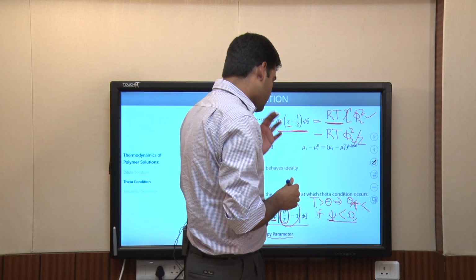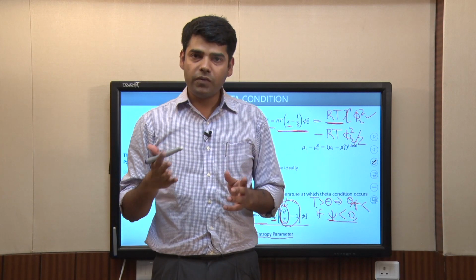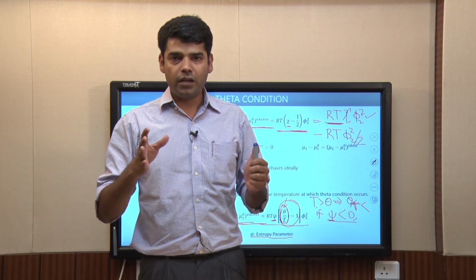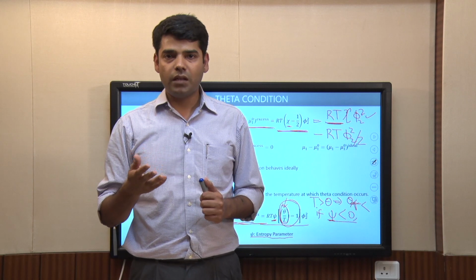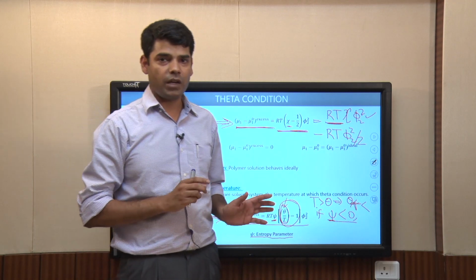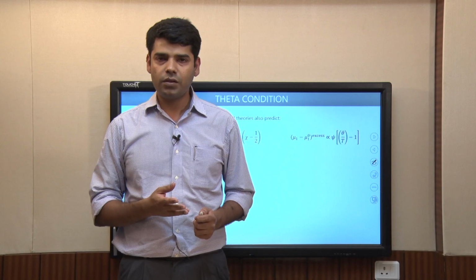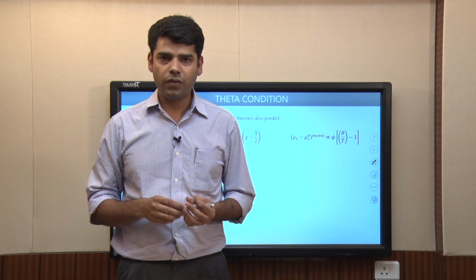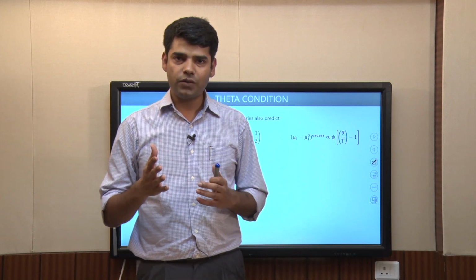So, if the psi is negative, then if we are at a temperature above the theta temperature, that will actually not favor mixing, and if we are at a temperature below the theta temperature for that system, mixing will be favored, provided the entropy parameter is negative. So, till now what we have done is applied the Flory-Huggins theory for the case of a dilute solution and tried to develop an expression for the excess chemical potential difference and explore different scenarios.